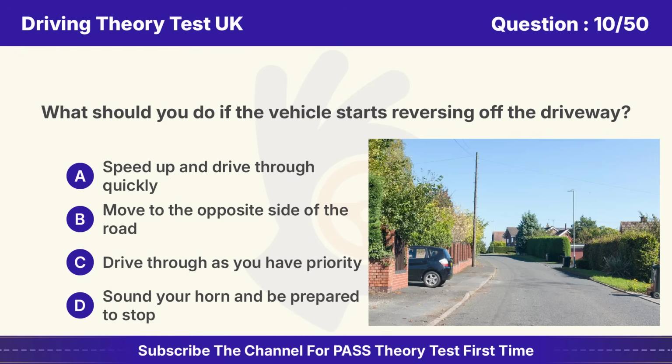Question 10. What should you do if the vehicle starts reversing off the driveway? Option A. Speed up and drive through quickly. B. Move to the opposite side of the road. C. Drive through as you have priority. D. Sound your horn and be prepared to stop.